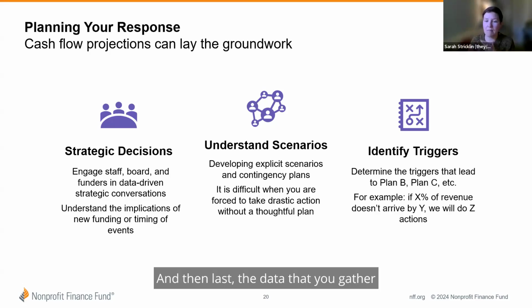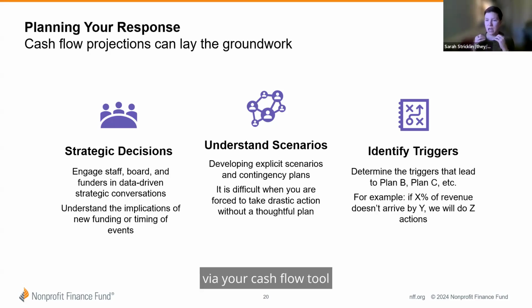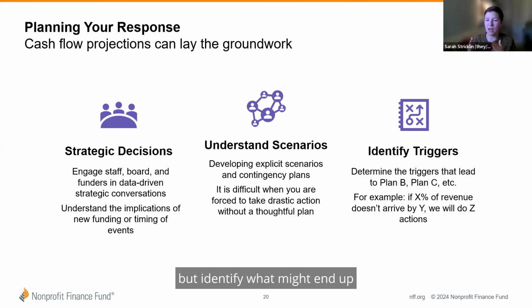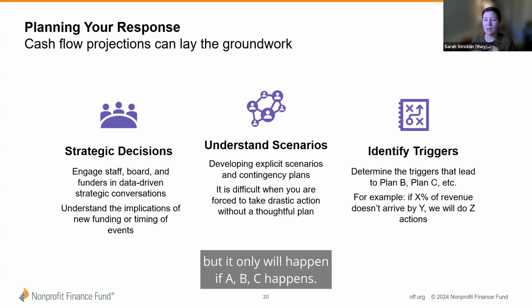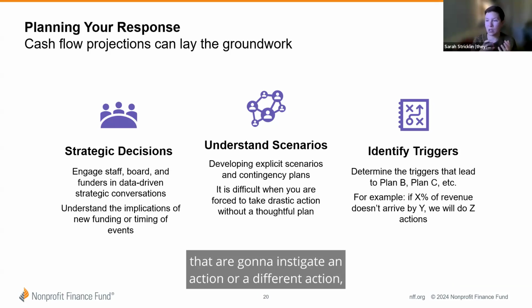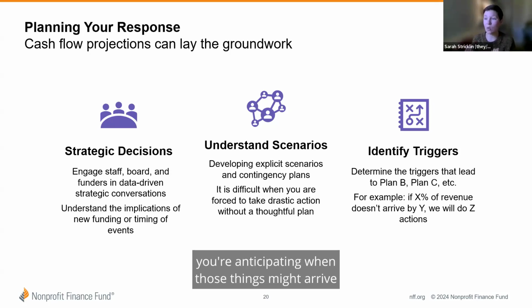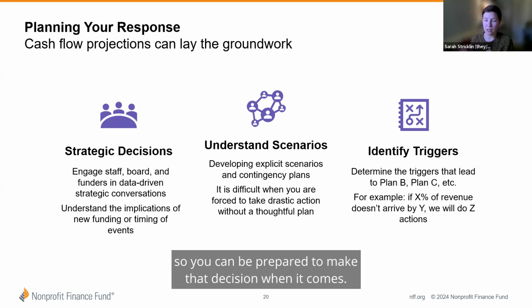And then last, the data you gather via your cash flow tool might help you not just find those plans, but identify what might end up leading you down one path or another. We refer to triggers a lot in our scenario plans because XYZ might happen, but it will only happen if ABC happens. Through your cash flow planning, you can pinpoint where those triggers might be or will come that are going to instigate an action or a different action, whatever you need to do in response. And if you've already done your cash flow planning, you're anticipating when those things might arrive, so you can be prepared to make that decision when it comes.